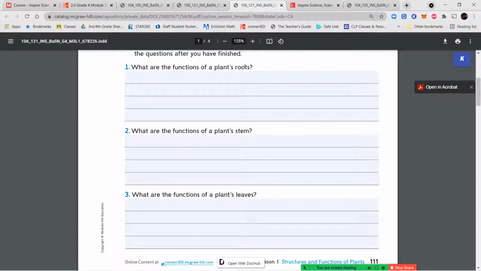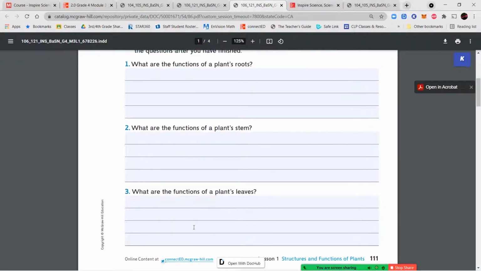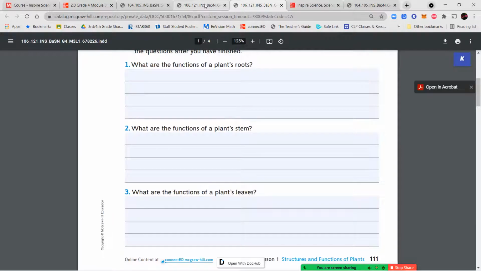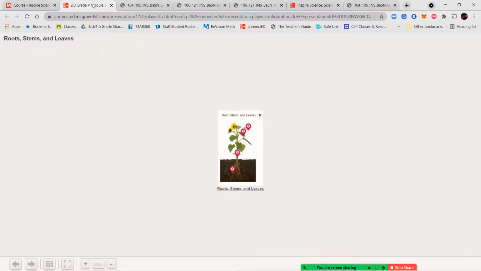What are the functions of a plant's roots? What are the functions of a plant's stem? What are the functions of a plant's leaves? So use complete sentences for all of these. They gave you plenty of lines so that you're able to write a really good complete answer with lots of details.